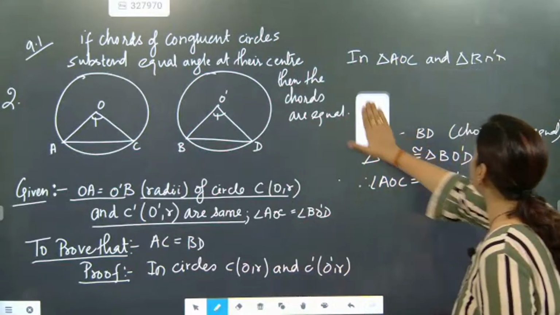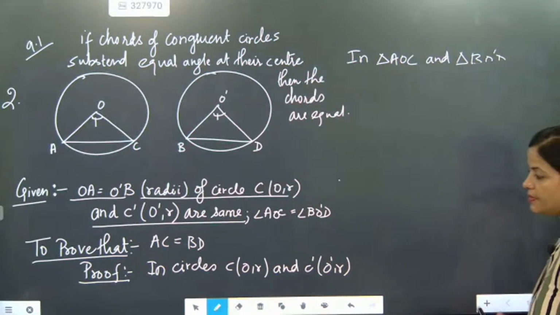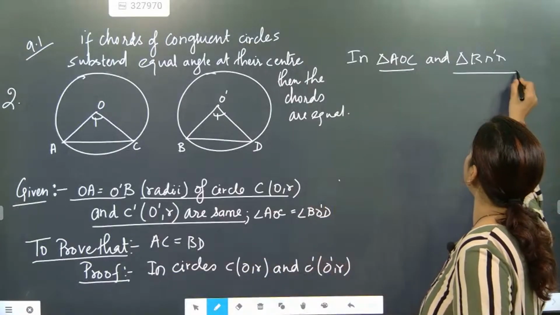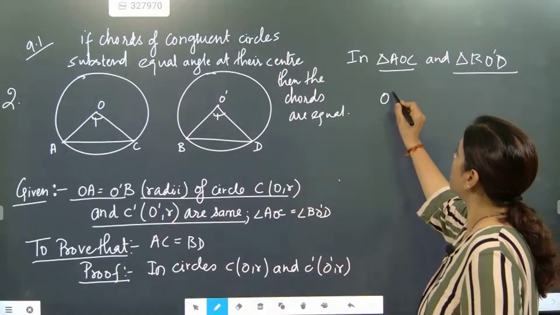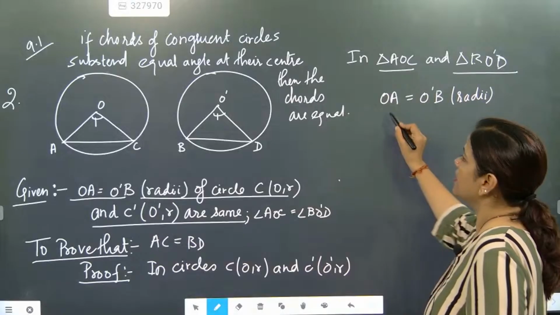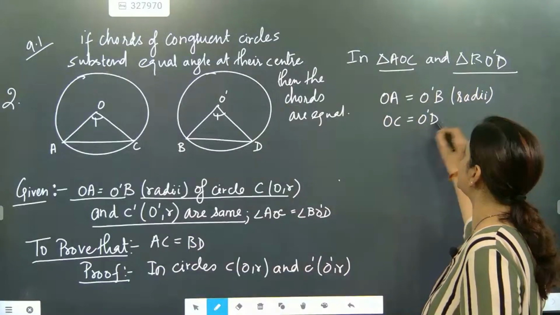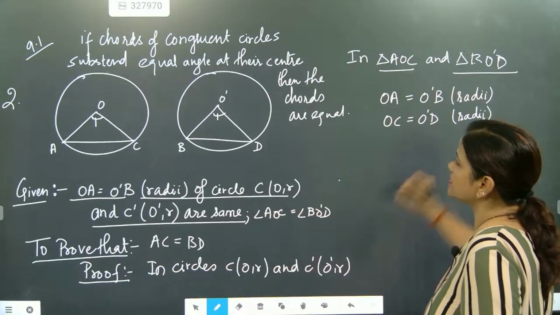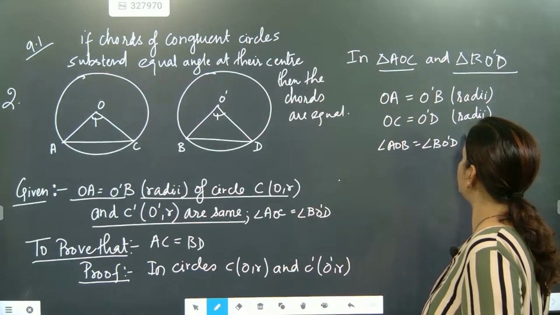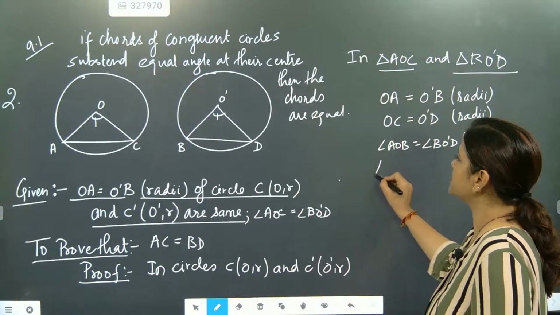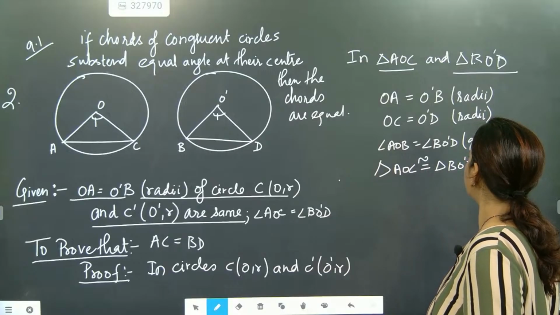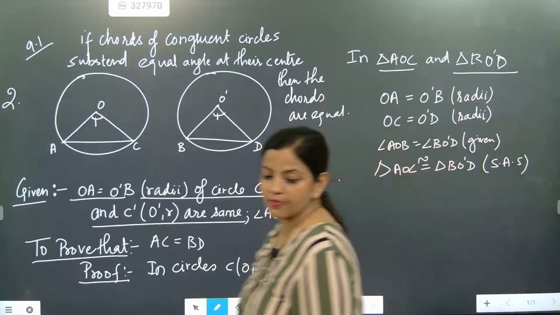Now look here, angle AOC. Please pay attention here. In two circles, these things are given. Now check angle AOC and angle BO'D. OA is equal to O'B, they are radii, so they are the same. Now OC is equal to O'D, again radii, so they are the same. Now angle AOC is equal to angle BO'D, this is given. So we can say triangle AOC is congruent to triangle BO'D by side-angle-side. By side-angle-side, they both become congruent.